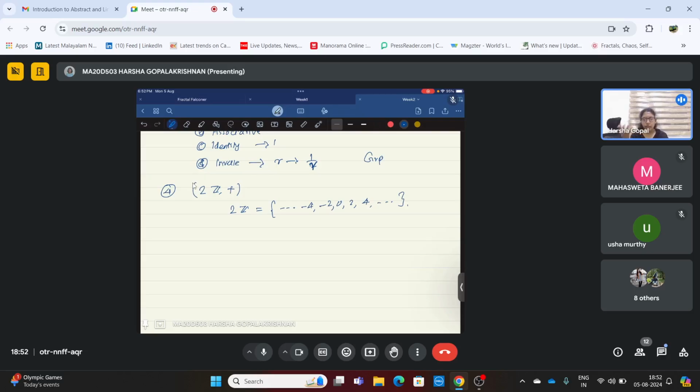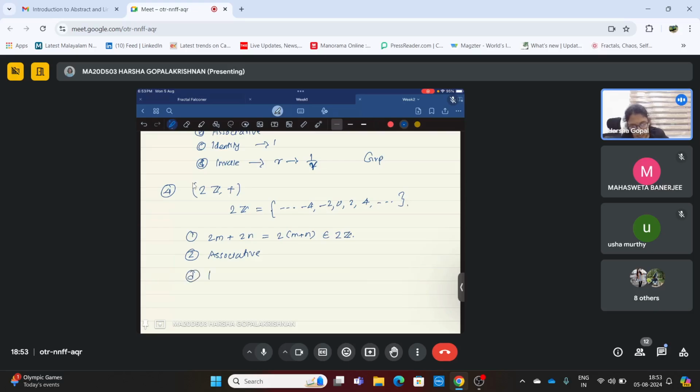Here also it is very easy to verify. Closure property means if I am taking two elements, they will be in the form 2m and 2n, something like this. All are even numbers. So the sum will be equal to 2 into m plus n. Correct? So it belongs to 2Z. So closure property is easily satisfied, and associativity also. Under addition, you don't need to check much about associativity. It will hold very quickly.